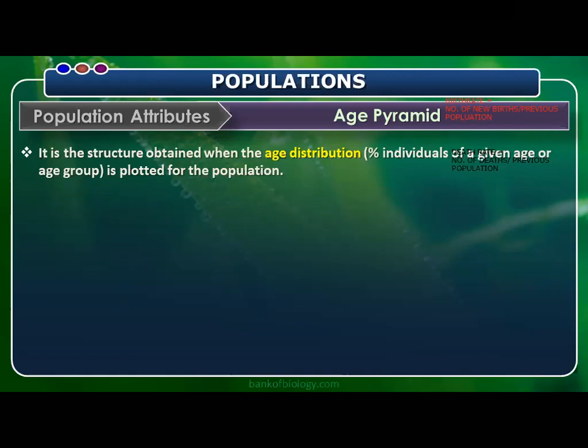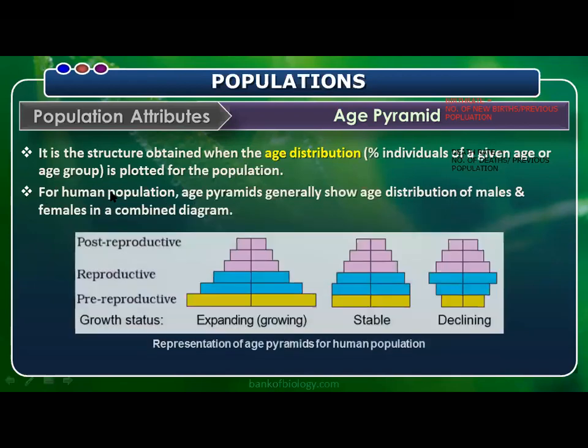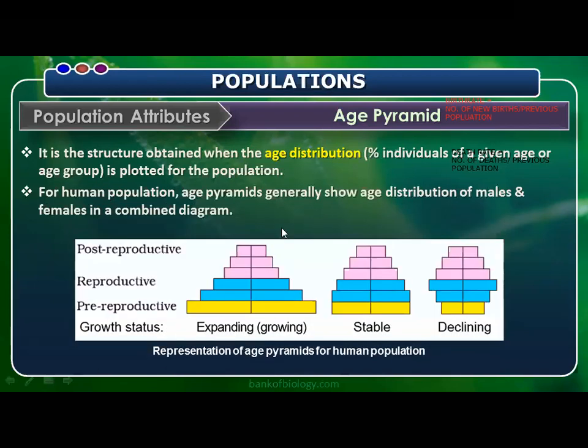Population will be reduced, isn't it? Next, age pyramids. It is a structure obtained when the age distribution, percent individuals of a given age or age group, is plotted for the population. For human population, age pyramids generally show age distribution of male and female in a combined diagram.